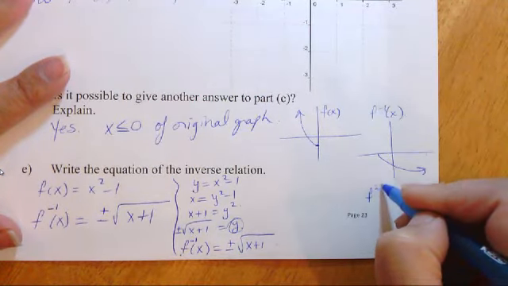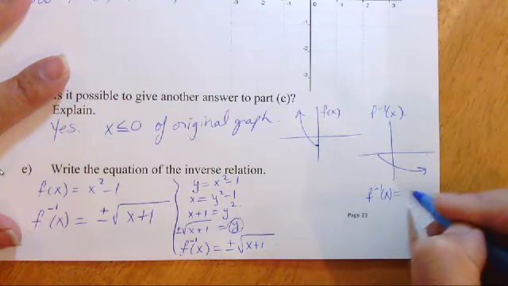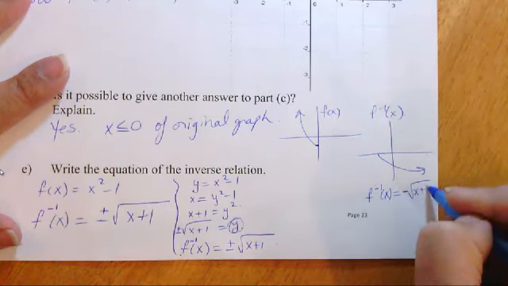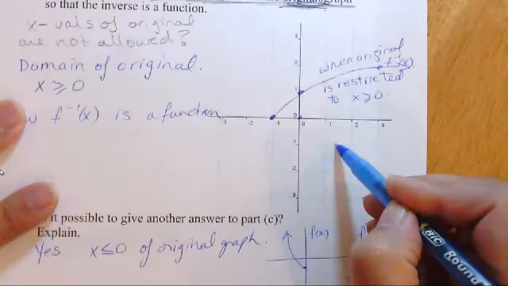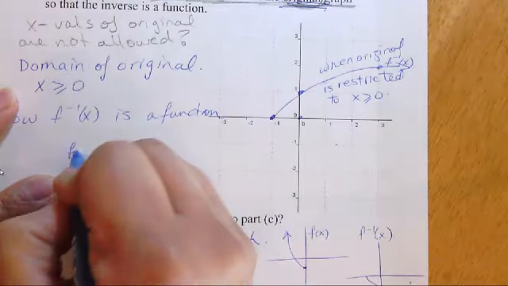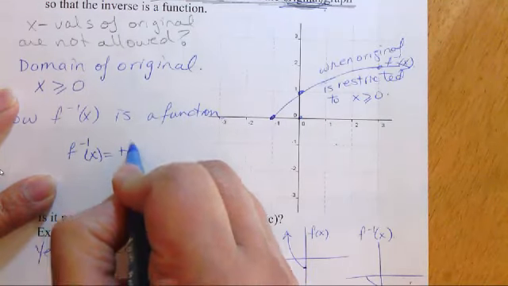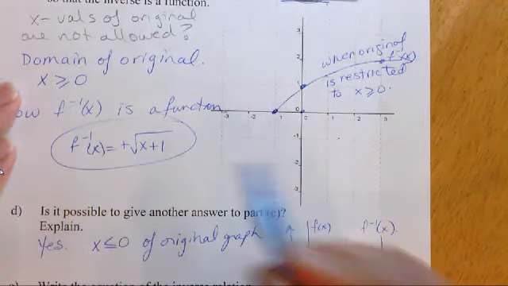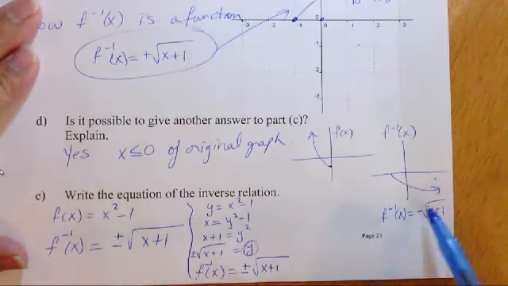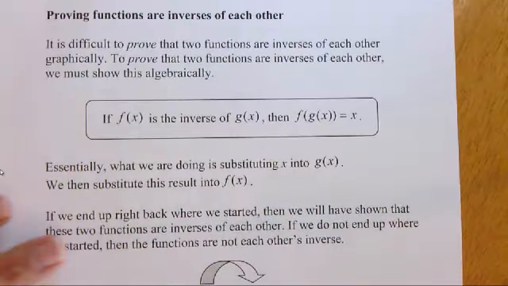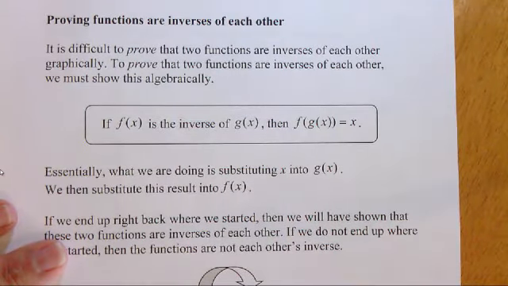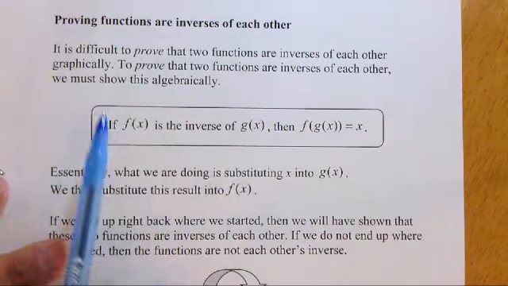So over here, this one is going to be our negative, and the one up here is going to be our positive. Okay, so we got that there. That fits that one, and this minus 1 fits that one. Okay, let's go on to proving that functions are inverses of each other.